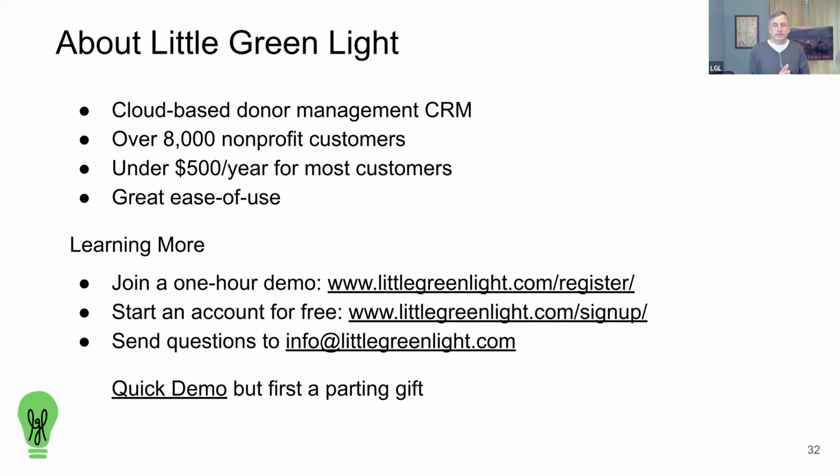About Little Greenlight, we are a cloud-based donor management CRM. So you can access it anywhere that you have internet access. You can access it through your phone, but it is browser-based. So you'd use the browser on your phone, but that works perfectly well. You can search through a database of 60,000 records on your phone and pull up the results. You can click the phone number and place a call. We have over 8,000 nonprofit customers now. We're adding roughly 1,000 a year.